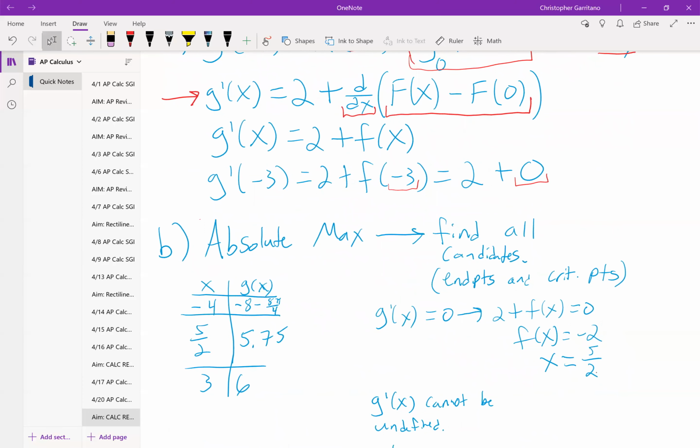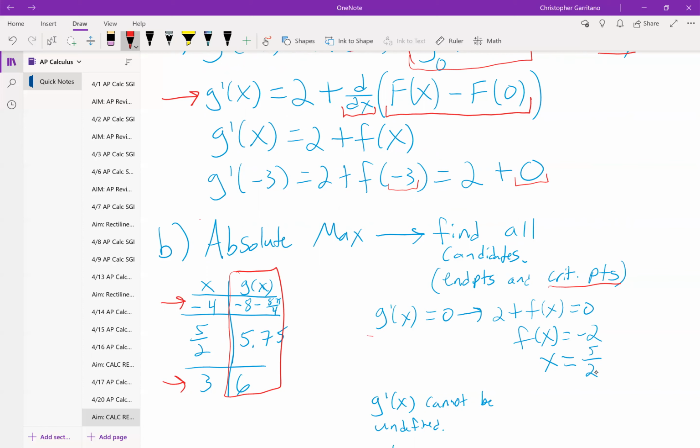All right, so absolute max, find all candidates, endpoints, and critical points. So that's what I'm trying to do now. I've already filled out the right side, but ignore this for a moment. This is my first step. The first thing I did was I filled in my first two candidates, which are my endpoints, but then I had to determine my critical points, because those are also possible candidates. Critical points, of course, are when g prime of x, or the derivative of whatever function you're trying to maximize or minimize, is equal to 0 or undefined.